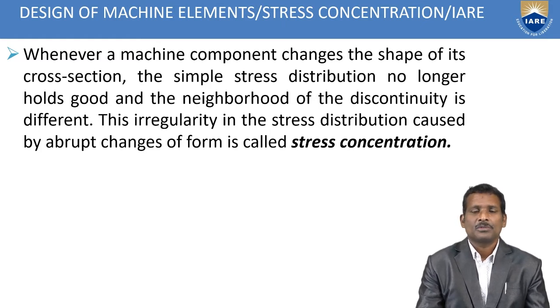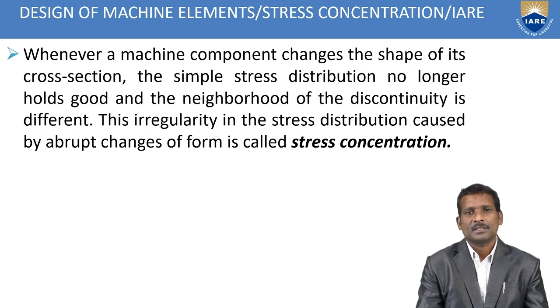Clear. So suppose in a uniform cross section the stress lines are flowing uniformly. Whenever it changes its shape, suddenly the stress-carrying lines will be disturbed. Clear. And the neighborhood of the discontinuity is different. So this irregularity in the stress distribution caused by abrupt changes of form is called stress concentration. There more stress will concentrate. So that is the basic definition of stress concentration. Clear.